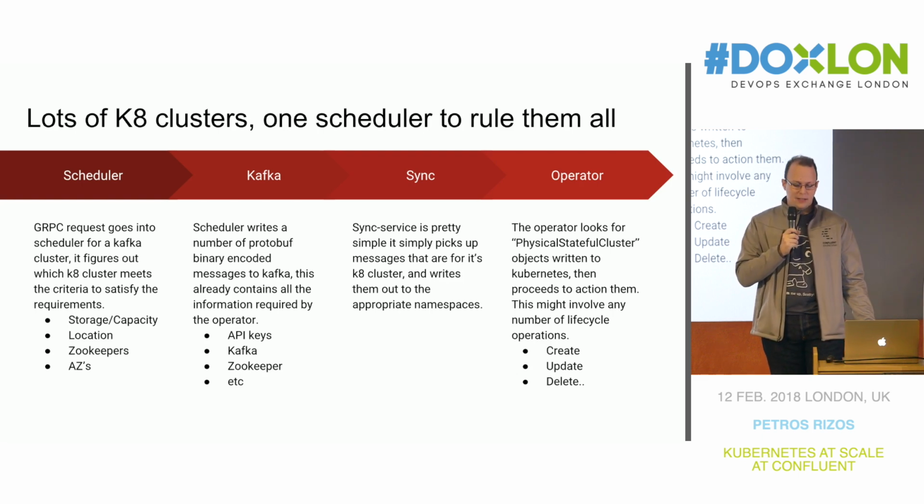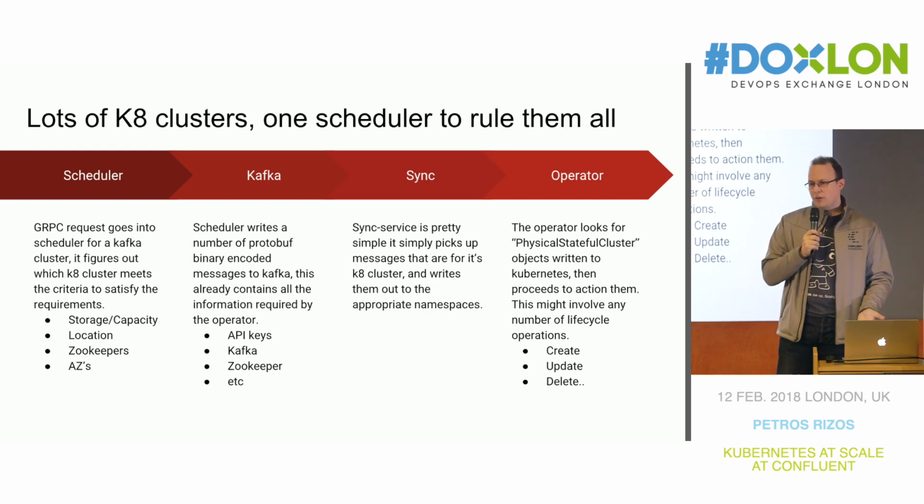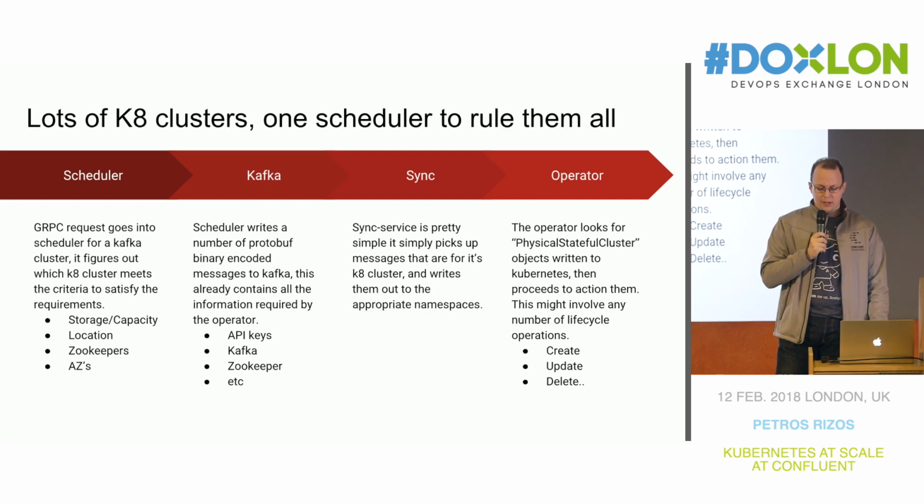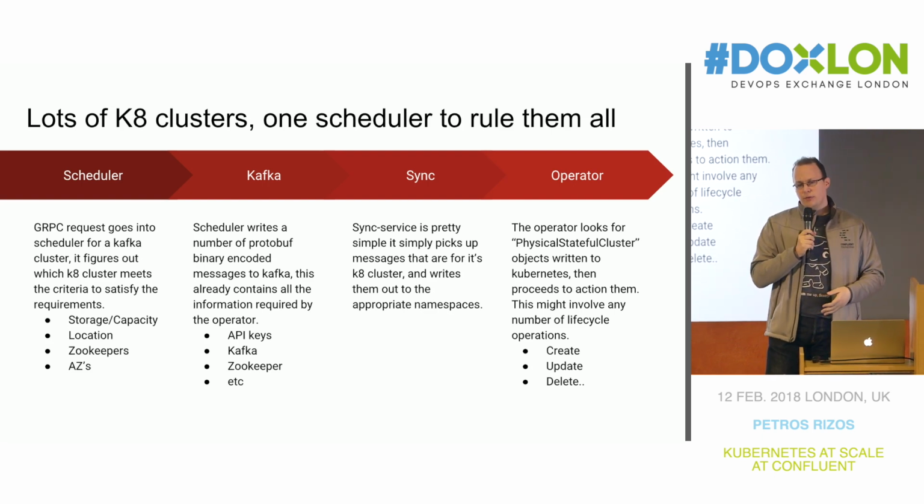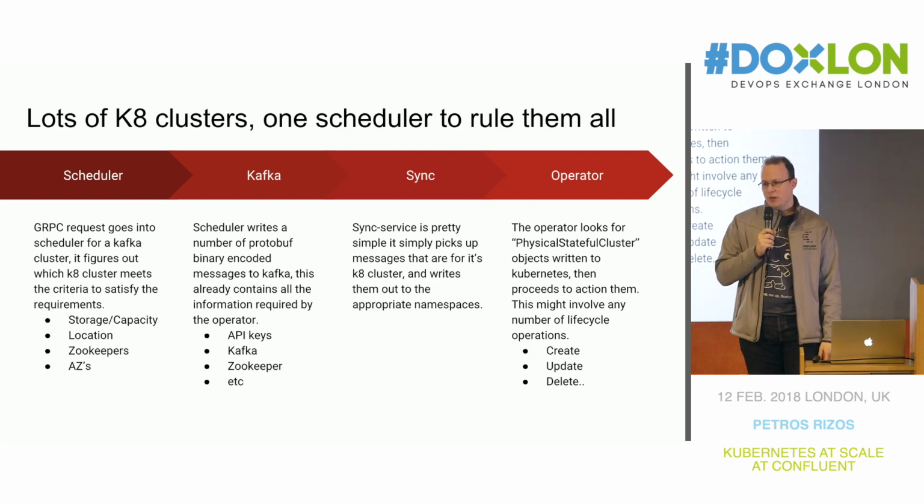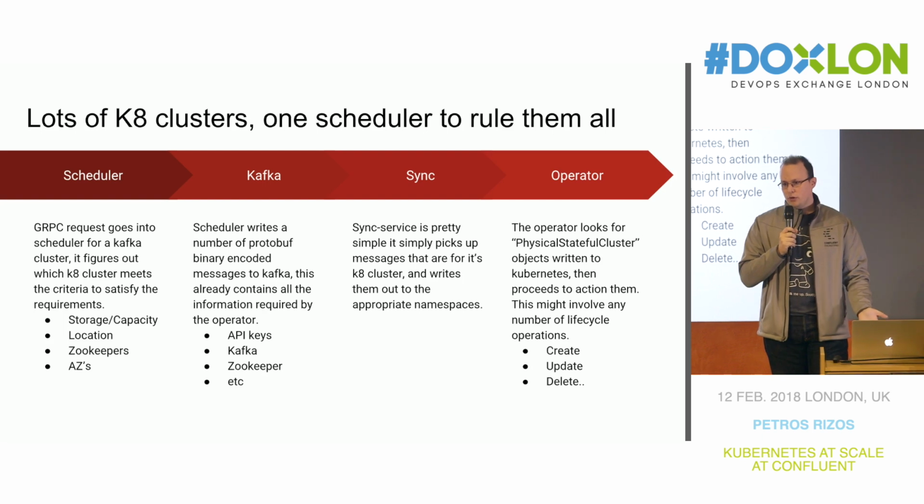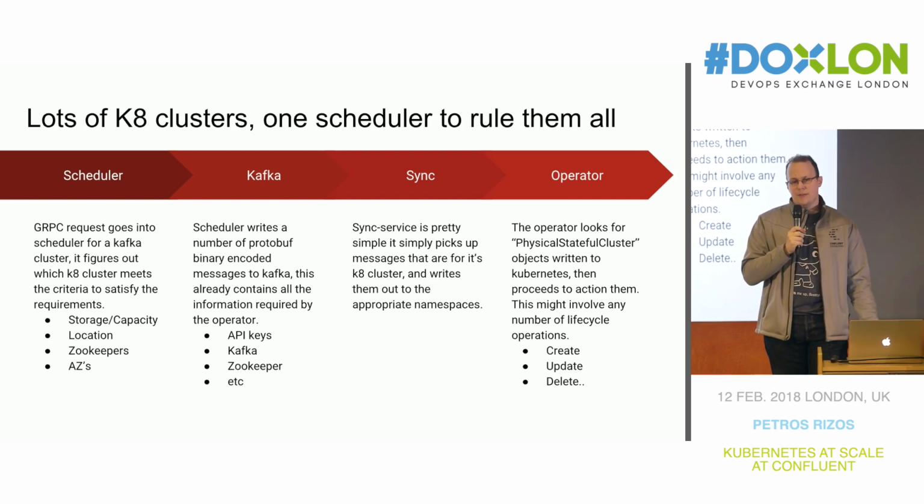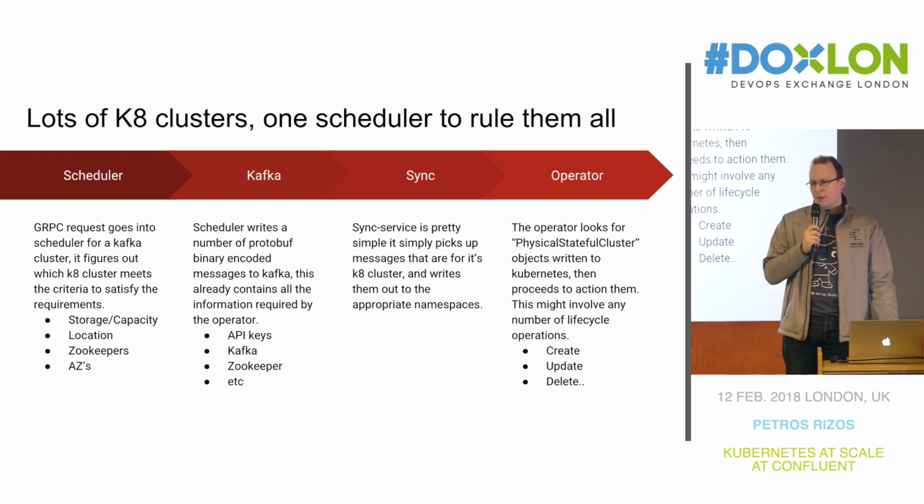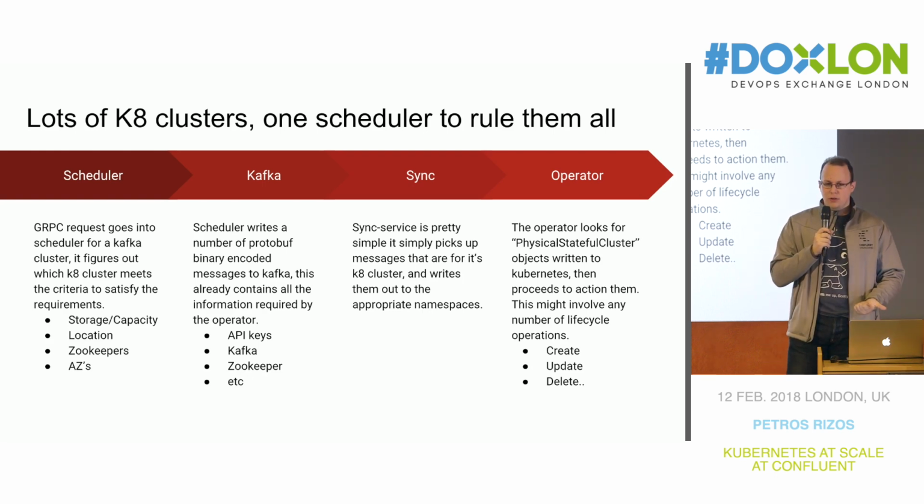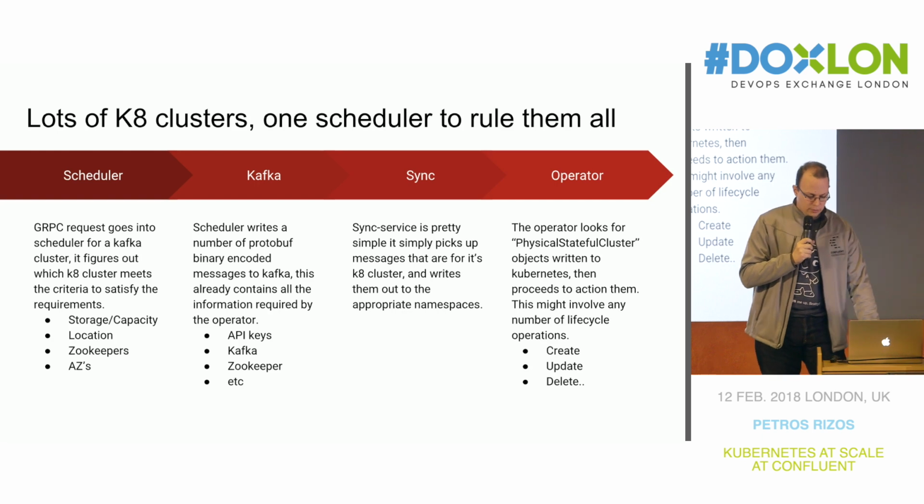writes a number of messages basically into Kafka. That might result in additional requests like my API keys might be generated, Kafka scheduling requests might be generated, Zookeeper requests might be generated. That message goes over Kafka to something we call the sync service. Each sync service generally knows which cluster it's running on and just goes ahead and picks up the messages for it. Writes it to a custom resource on Kubernetes, which we call a PSC, physical stateful cluster. And then our operator actually goes ahead and actions it. The operator is really what actually does most of the work for us. All the other things just generate PSCs for it to action.